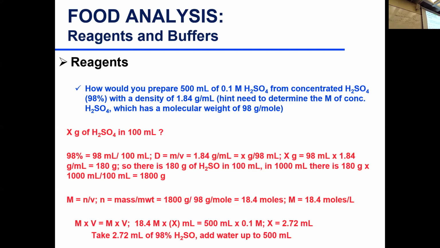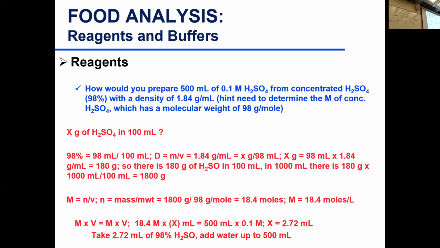Molarity equals number of moles over volume. Volume is my liter, and number of moles is mass over molecular weight. I have the mass now, and the molecular weight is 98. Then I get 18.4 moles, and molarity is per liter. So I did all that calculation per liter. Now I have the molarity, now I have equal units. I want 0.1 molar from 18.4 molar, so I use M1V1 equals M2V2, and then I get 2.72 milliliters.